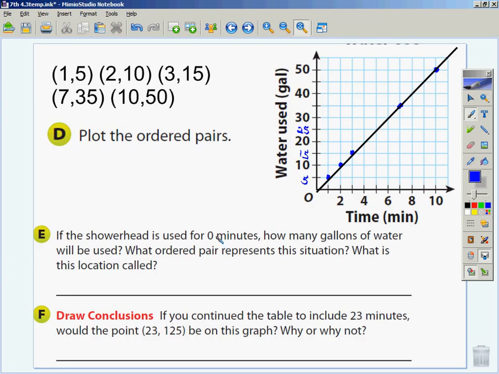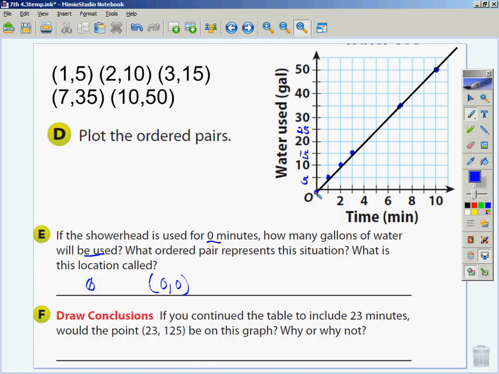If the shower head is used for 0 minutes, how many gallons of water are going to be used? 0. I can see that here on my graph. 0 minutes, 0 gallons. What ordered pair represents this situation? 0, 0.